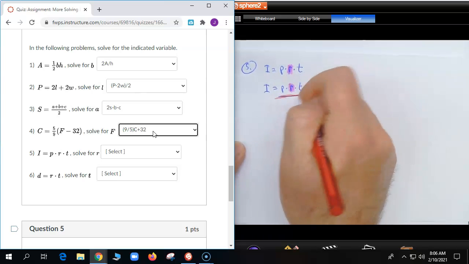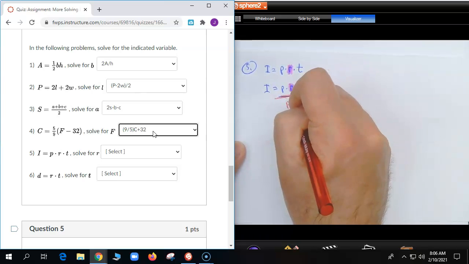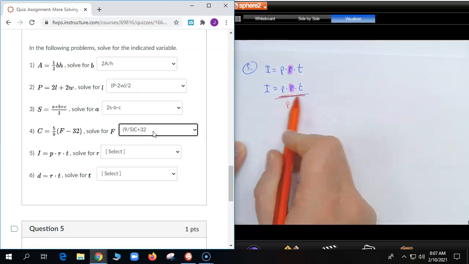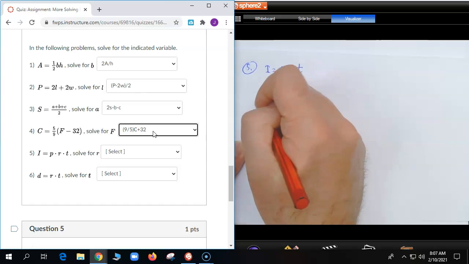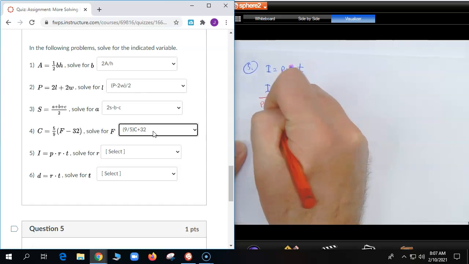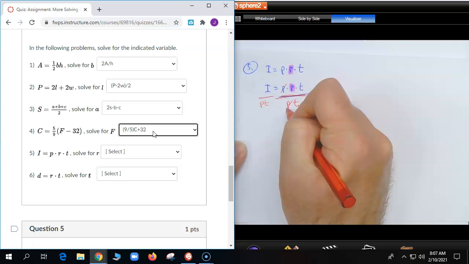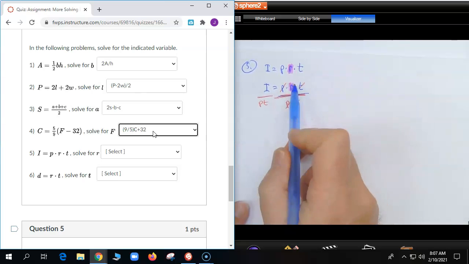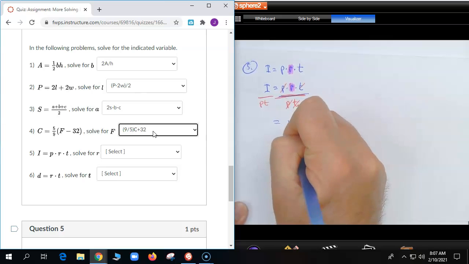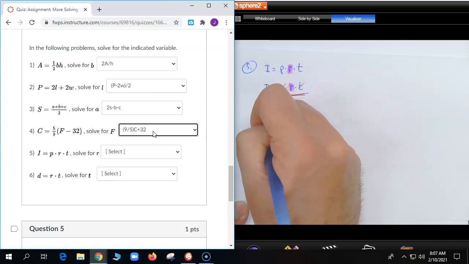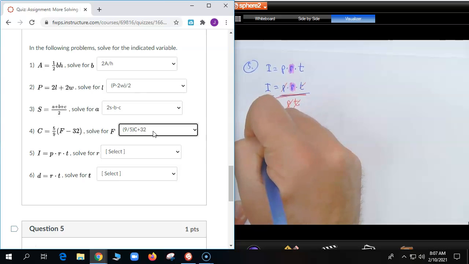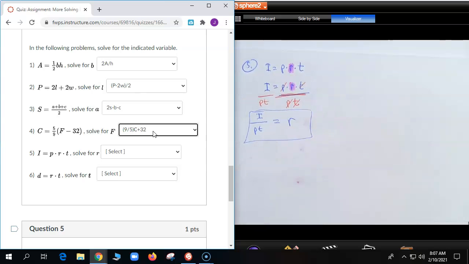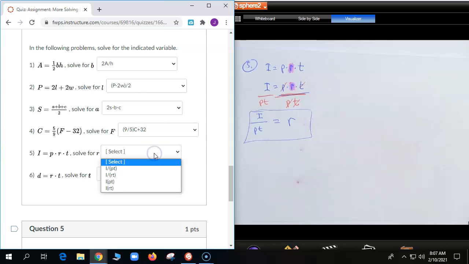I'm going to do it in red pen here. We're going to divide by P, and we're going to divide by T. Because times P times T, we can do the whole thing, divide it by PT, and we can do that over here as well. And so then the P's cancel and the T's cancel, and we are just left on the right side with this lonesome little R, and over here we have I over PT. And that is the answer. So we're looking for that.